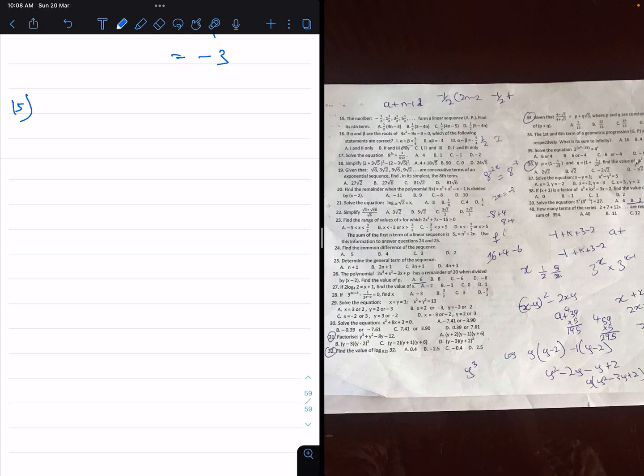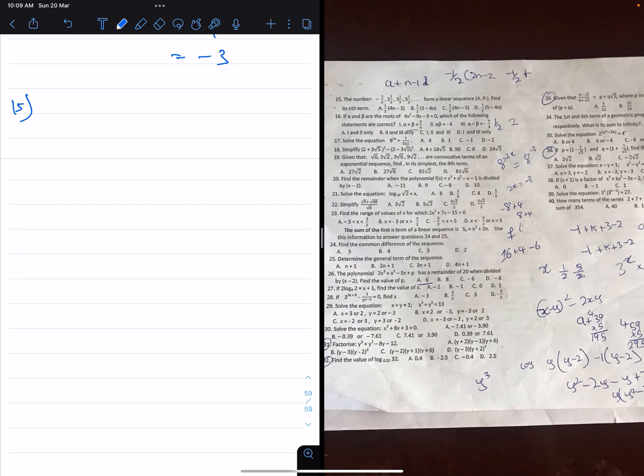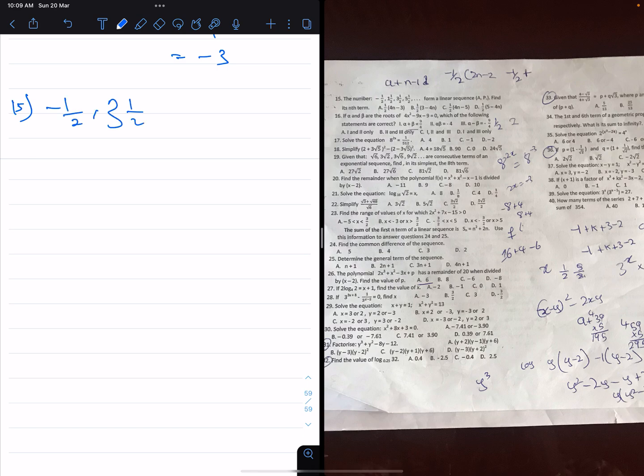Find its nth term. By the way, what are the terms of a sequence, please? Can you tell me? Here now: minus half, one half, 3 halves. 1/2 is 1 over 2.